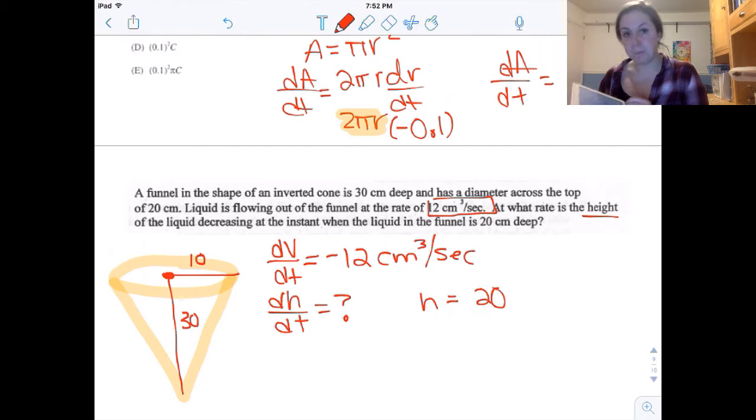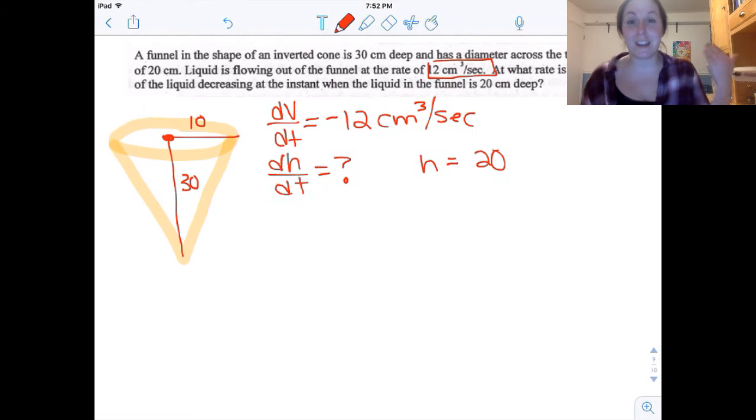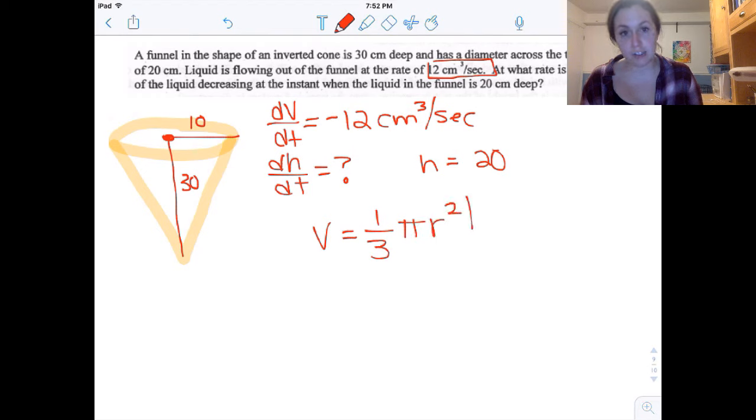So notice, I'm given h, I'm asked about h, and there's no radius mentioned in this whole thing, right? So this is a prime candidate for getting rid of the radius. I know that the volume of a cone is 1/3 pi r squared h. So I'm going to start by thinking about what this is in terms of just height. Remember that when you build a cone like this, you wind up with a pair of similar triangles, so wherever your water level is, your radius and height will be in the same ratio.